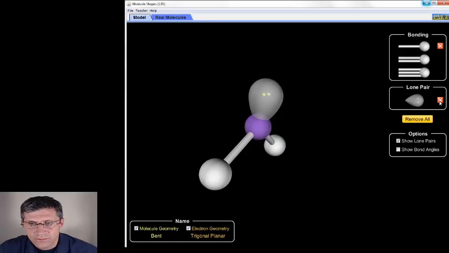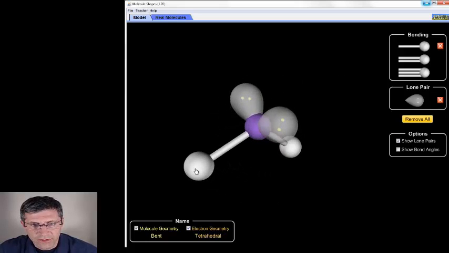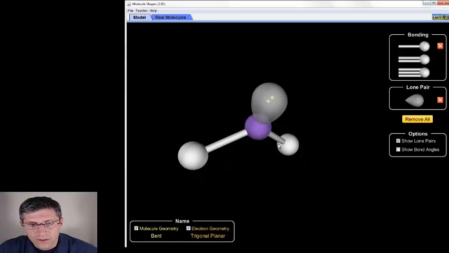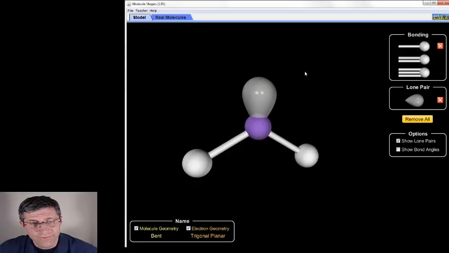And similarly, if I remove another one, I'll end up having my bent structure. Notice my bent structure here is going to have a different bond angle. This is going to be a little bit less than 109.5. Here's the bond angle from my bent structure based off of the trigonal pyramidal. It's going to be less than 120. So we have the same molecular shape, but the bond angles will be different based upon the number of electron clouds.